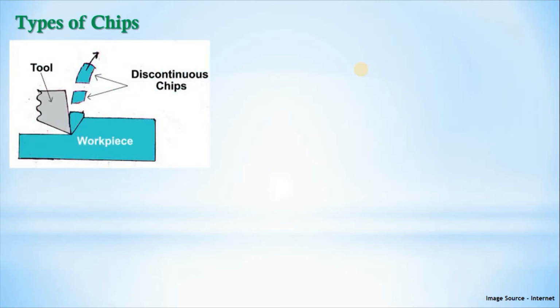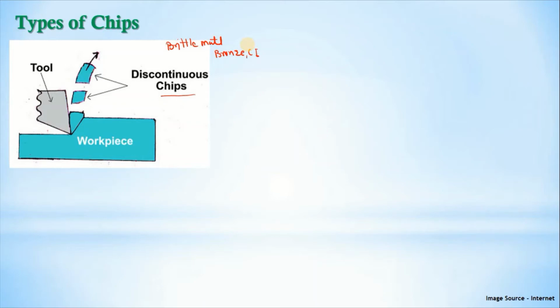First type of chip, that is the discontinuous type. These types of chips are usually produced when cutting brittle materials like grey cast iron, bronze and hard brass. So we get these discontinuous types of chips whenever we are machining brittle materials like bronze and cast iron. These materials lack the ductility necessary for appreciable plastic chip formation.